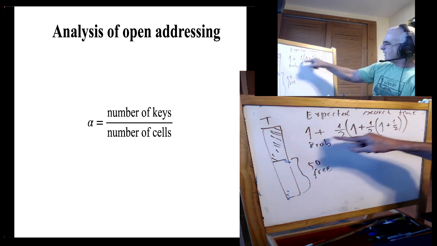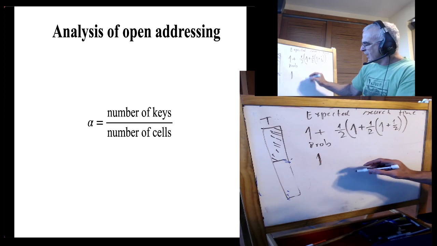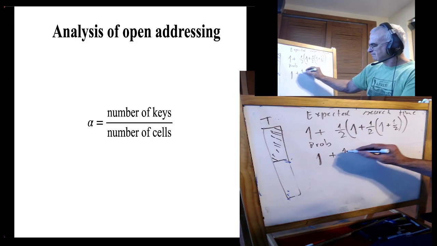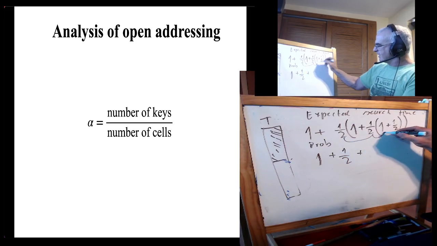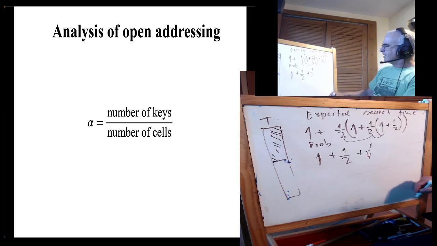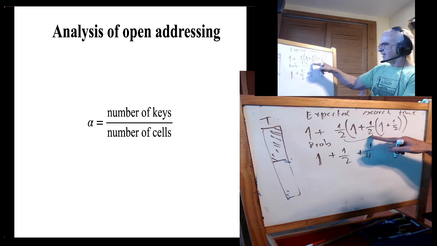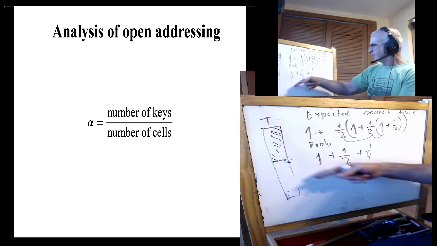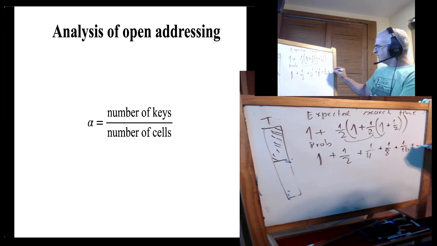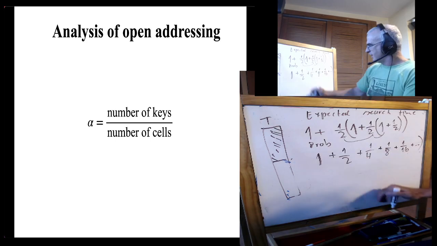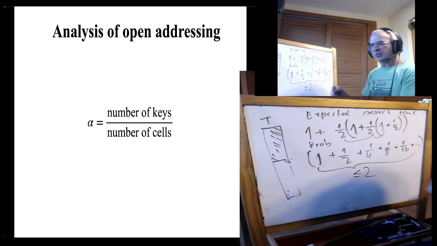So let's leave it. Let's just open the parentheses, and this is just 1 plus half times 1 plus half times half times 1, also known as quarter, plus half times half times half, I failed in my second probe, I failed in my third probe, always in occupied cells, so it will be 1 over 8 plus 1 over 16, and even if this summation goes on forever, this number is at most 2.